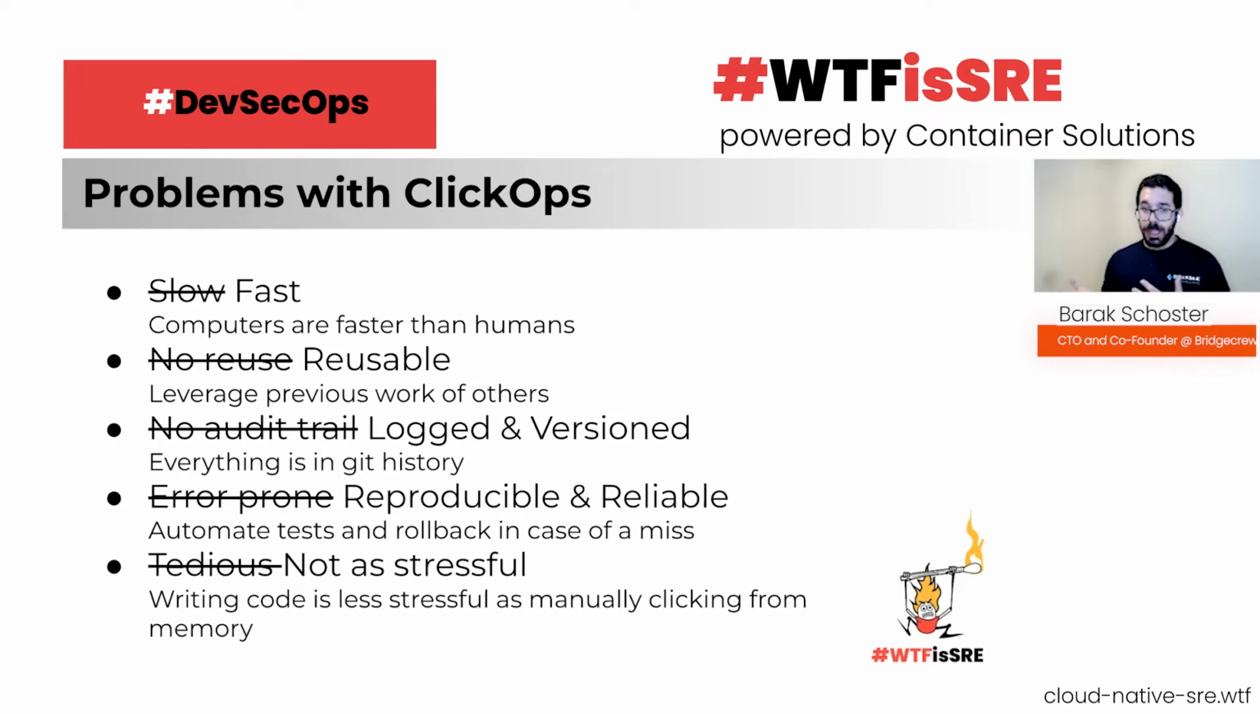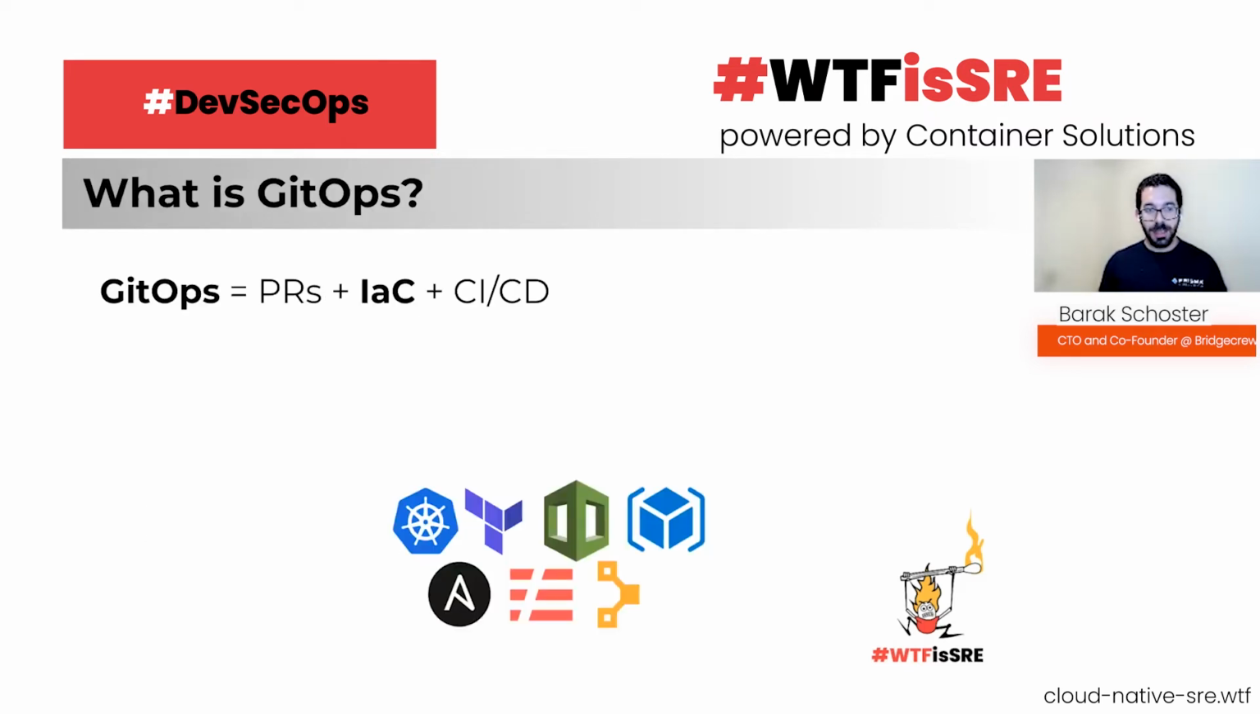What are the problems that we've solved by using GitOps in ClickOps? GitOps is much faster. Computers are faster than humans, and it's not a slow operation anymore. We have persisted all of our changes in code, so it's reusable. And we can utilize some of our previous work when we were trying to apply a new three-tier web application. It's logged and versioned in the Git history. It's reproducible and reliable, and we can actually run tests upon our deployment. And it is not as stressful, boring, or tedious since we do it only once, and we don't need to memorize or to have a lot of fear of blackouts.